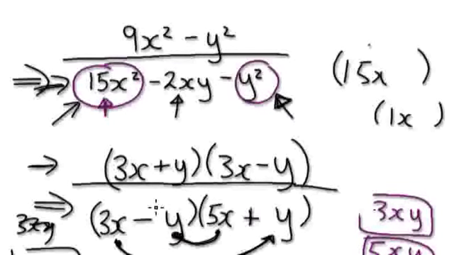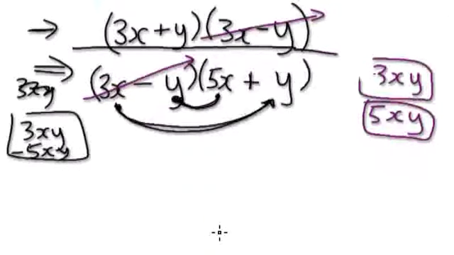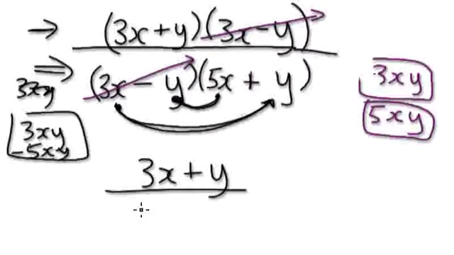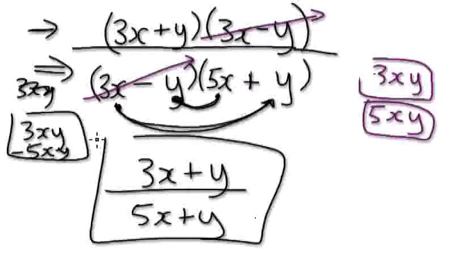Now look at this. This here conveniently cancels out with this one here. So it becomes 3x plus y over 5x plus y. So this will be your final answer.